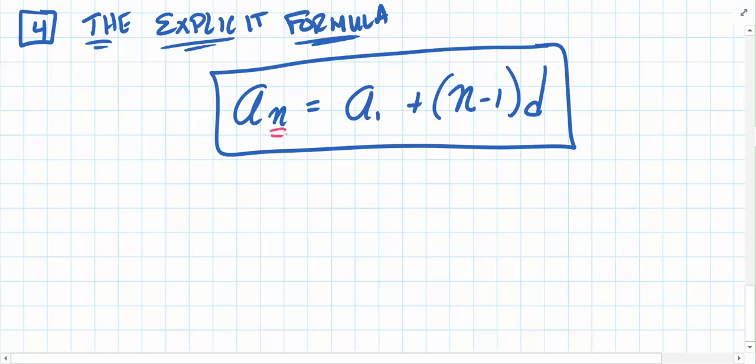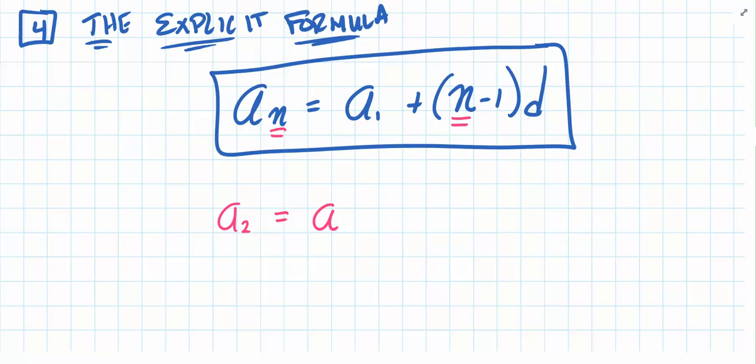Why does this formula work? Why do you suppose that this formula actually works? What's going on here? I just keep adding on. I start with the first term. For example, if I want a sub 2 of a sequence, it's whatever the very first term was. Then how many differences am I adding on to get to the second term? One difference.